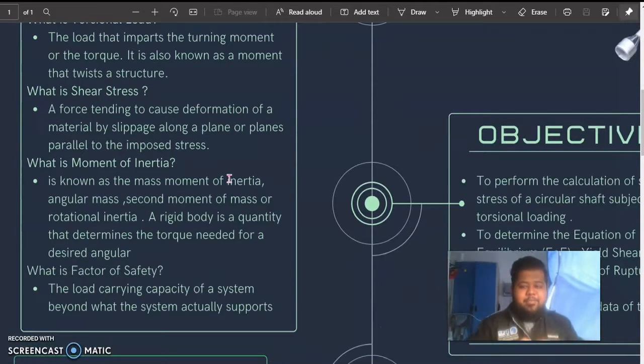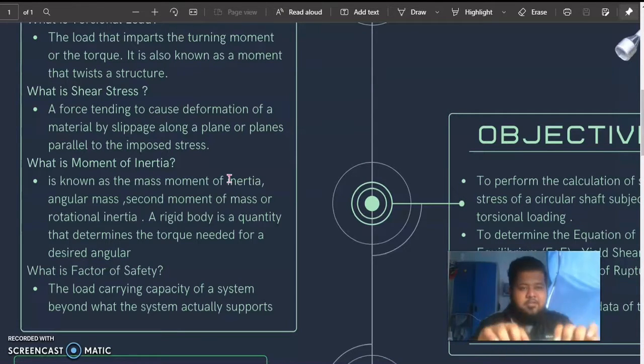Lastly, before we go any further, let us see what is factor of safety. Factor of safety, or commonly known as FOS, is the load carrying capacity of a system beyond what the system actually supports. In many designs, factor of safety plays a very vital role. For example, in aerospace and automotive, factor of safety is there. No matter how you design or build a product, factor of safety plays a very important role.